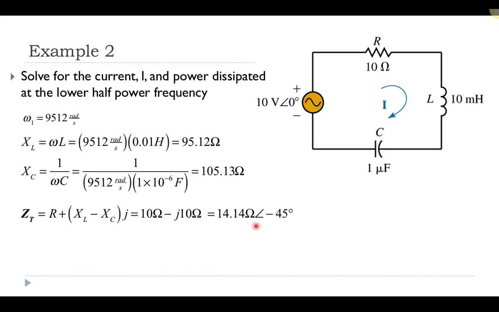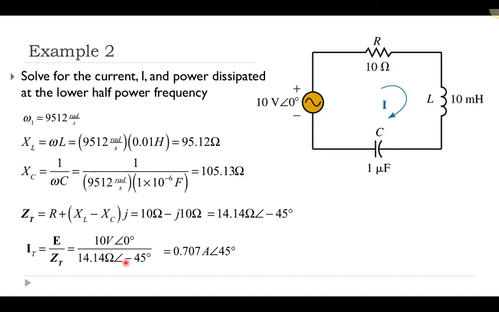I can convert that into polar form and figure out what the impedance is, and it's 14.14 ohms with a phase angle of minus 45 degrees. I can determine the total current in my circuit for that impedance, which is 10 volts at a phase angle of 0 over my impedance, and I get a current of 0.707 amps with a phase angle of 45 degrees.